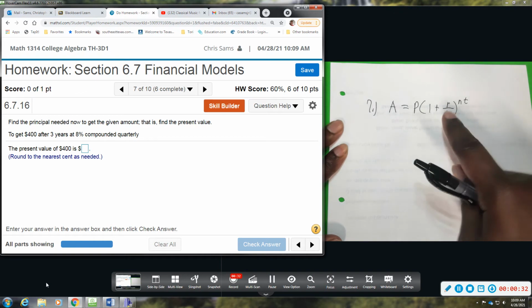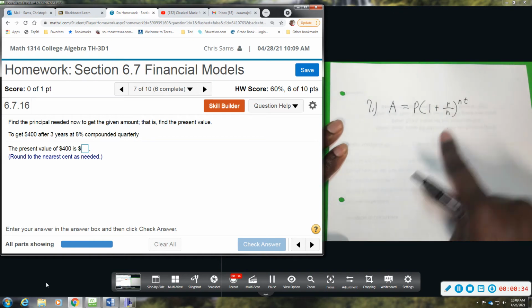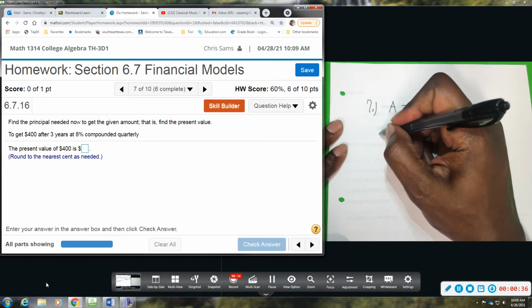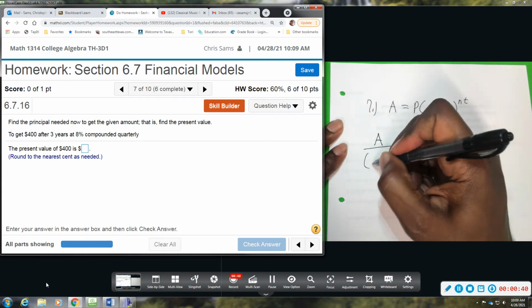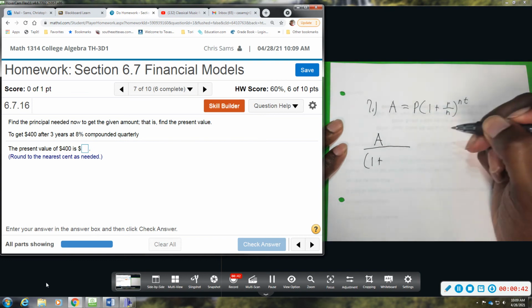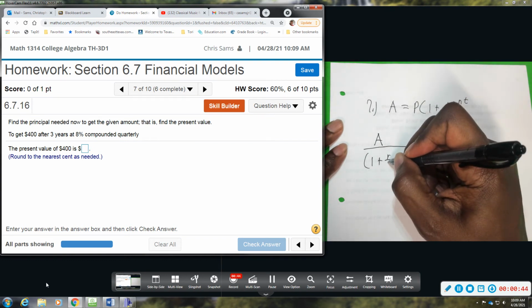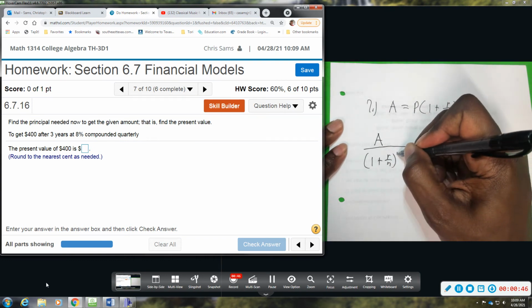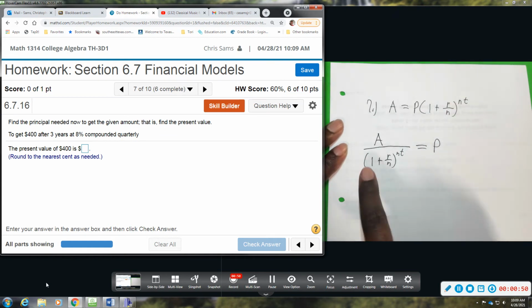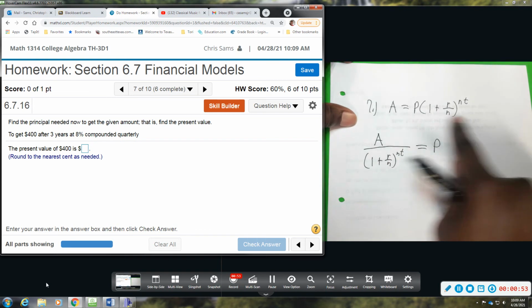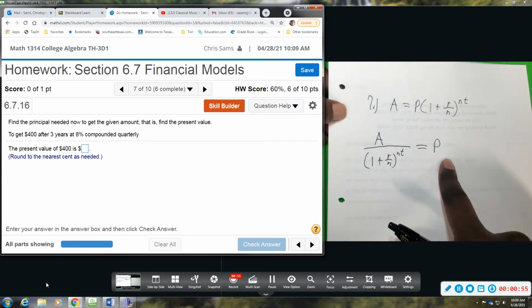All right, so what the book did is they went ahead and moved this over. So let's do that. We have A divided by 1 plus R over N raised to the NT power equals P. So when you divide that, this is pretty much what we're doing. It's the same formula, just manipulated to find P.